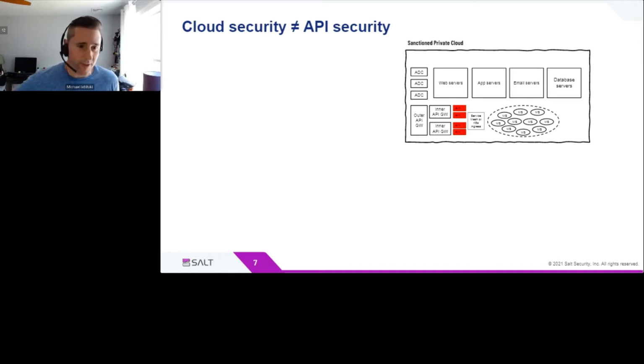We saw that with the Exchange server attacks recently. But there are many types of services in these inner networks. Typically this might be a data center environment, but now you can reproduce some of that in cloud infrastructure as a service. At the bottom here, though, you see these outer gateways and inner gateways. This is typically how organizations publish and mediate their APIs. And then you have inner and outer APIs as a result of that.